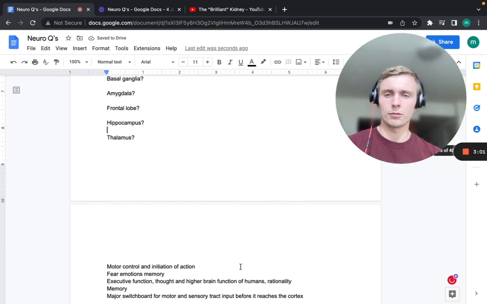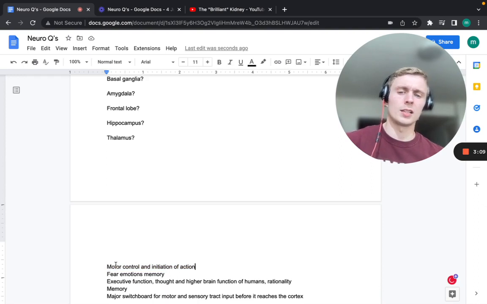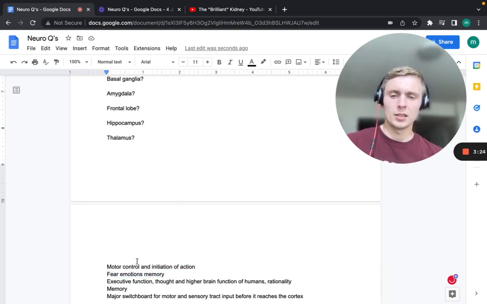So the first one, the basal ganglia, is responsible for motor control and initiation of action, and we can remember that from the basal ganglia in the substantia nigra deficiency in Parkinson's disease. So that's why they have that problem with motor control. So the basal ganglia, motor control and initiation of action. So fear, emotions, and memory, that's of course going to be the amygdala. Fear, emotions, and memory for the amygdala.